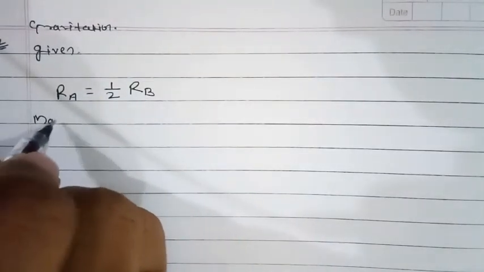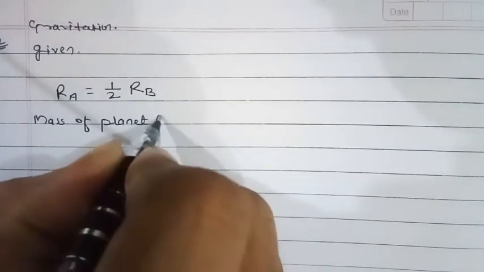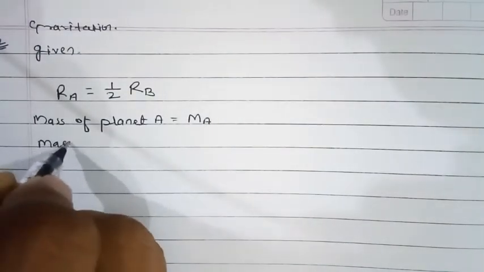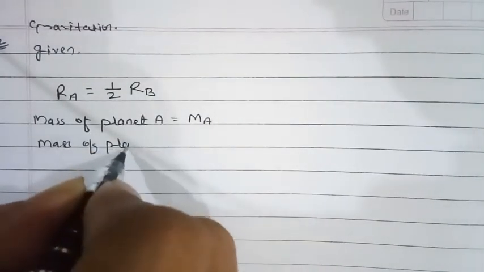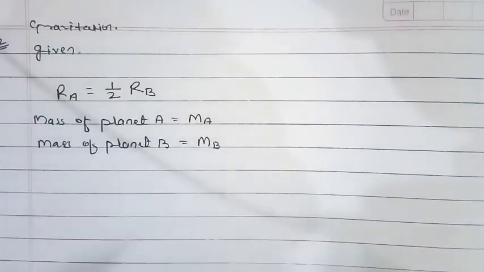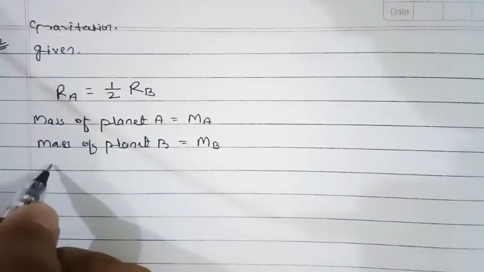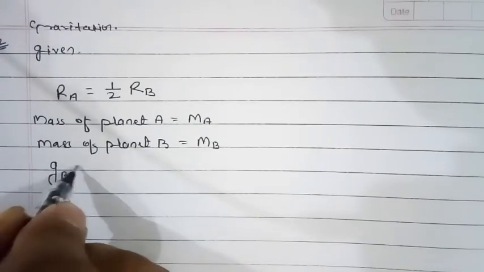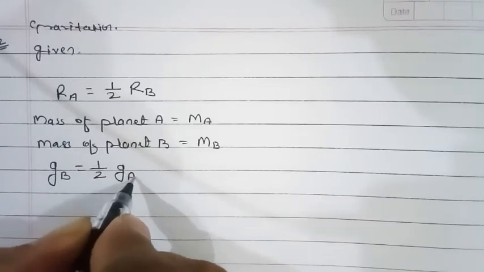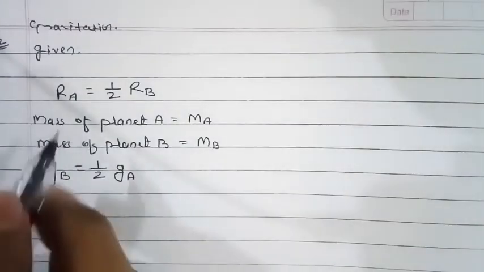The mass of planet A is MA. Likewise, the mass of planet B is MB, and the value of g on B is half of the value of g on A. So these are the conditions. So now this is the given part.